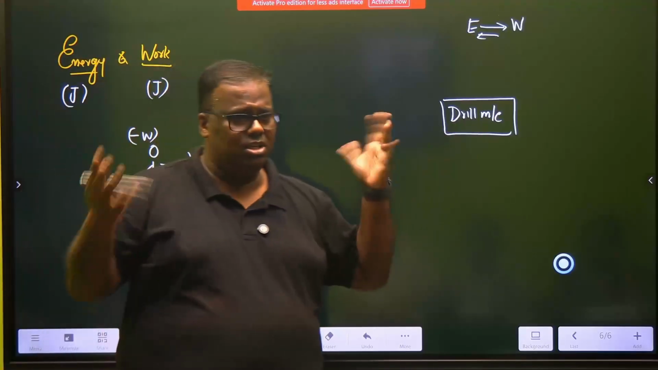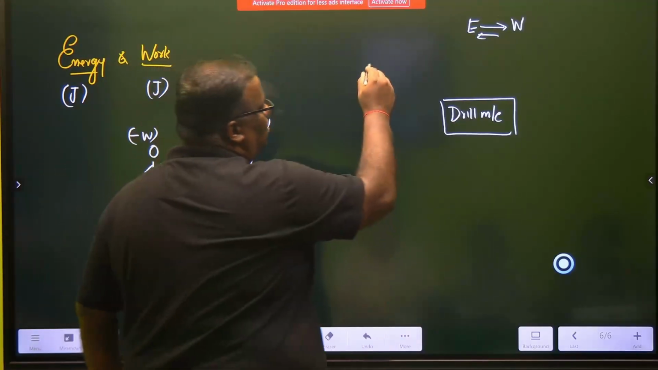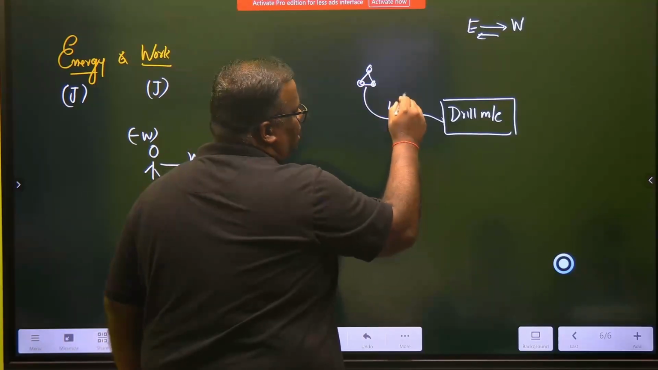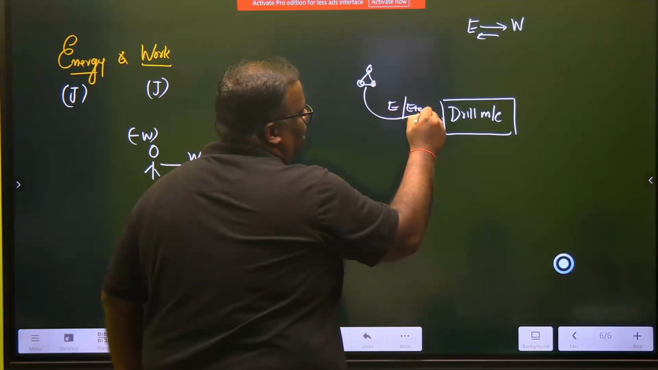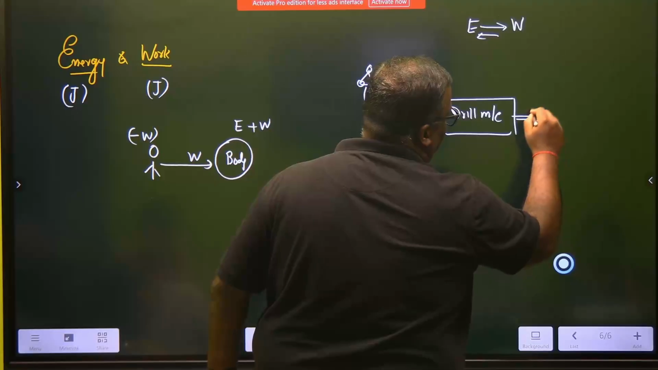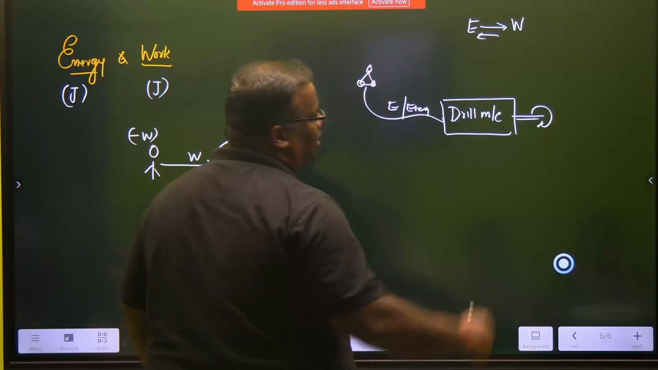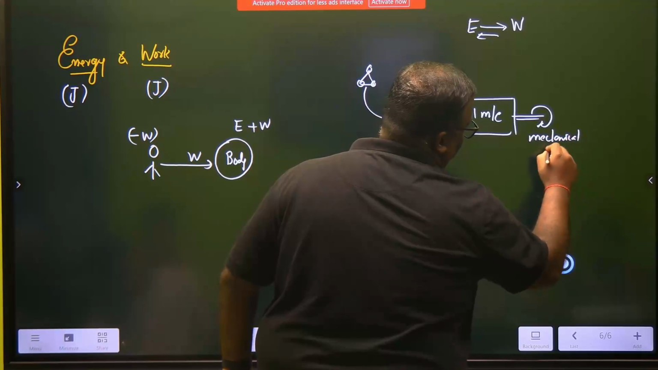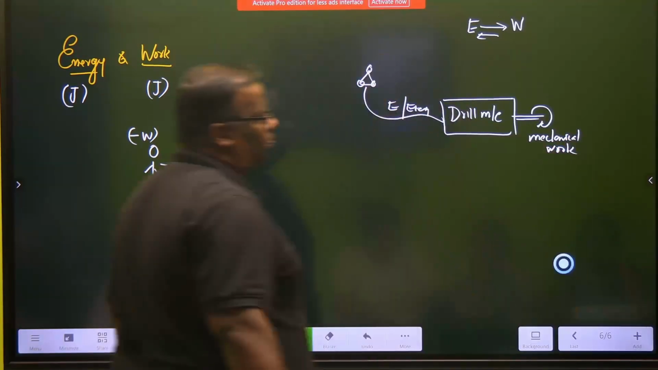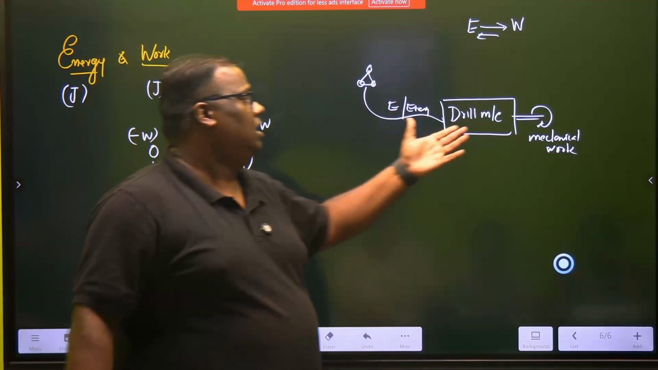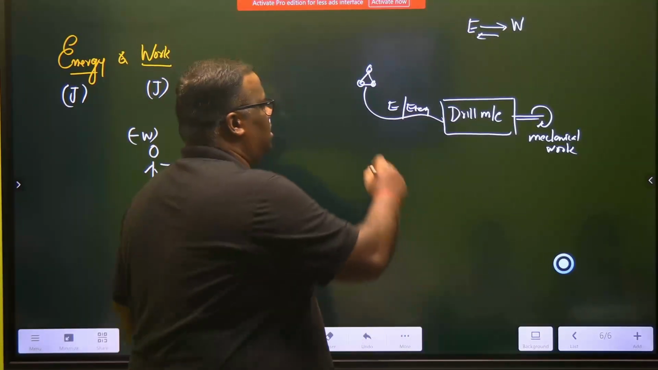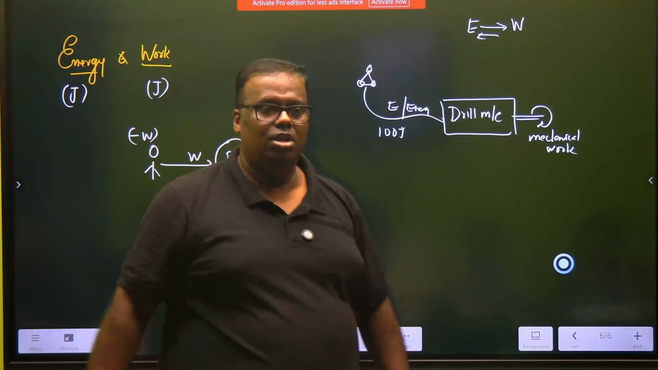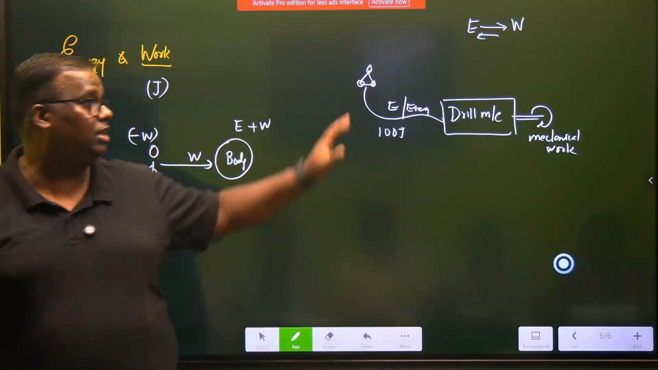A drill machine does not have energy. A drill machine will be dependent upon a plug point, right? From that plug point, it is eating up what? Electrical energy. And then it will have a drill bit which will be rotating. And this is the mechanical work that it is doing. Yes or no? Okay. Now, say the drill machine eats 100 joules. From where? From the electrical source, electrical energy.